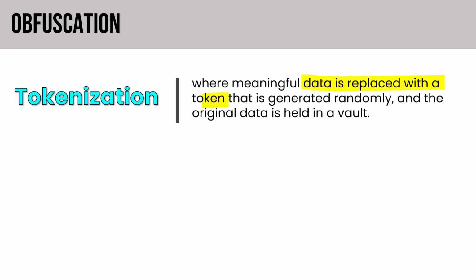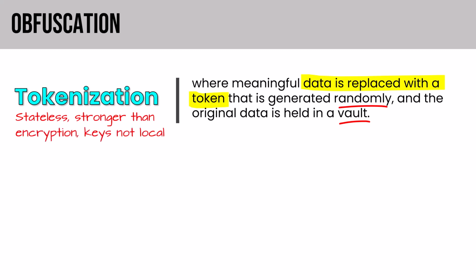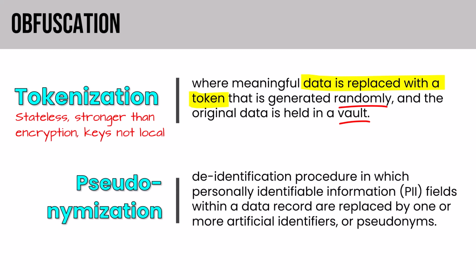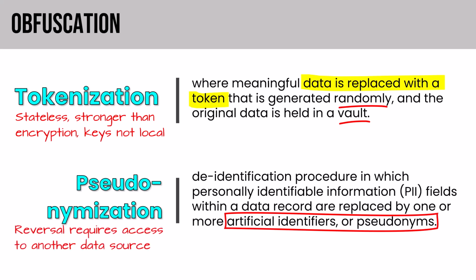Also in this category, we have tokenization, where meaningful data is replaced with a token that is generated randomly, and the original data is held in a vault. It's stateless, it's stronger than encryption, and the keys are not local. And then there's pseudonymization, which is a de-identification procedure in which personally identifiable information fields within a data record are replaced by one or more artificial identifiers, or pseudonyms. Reversal requires access to another data source.